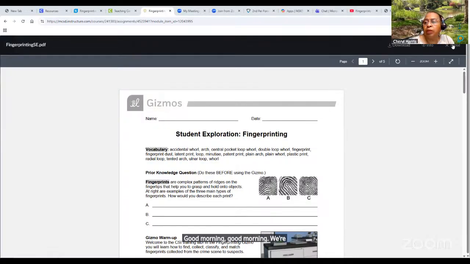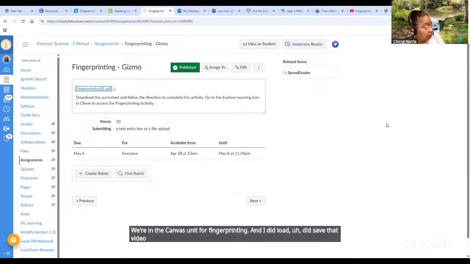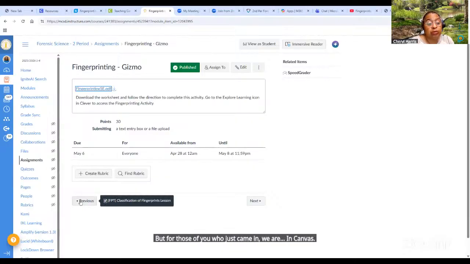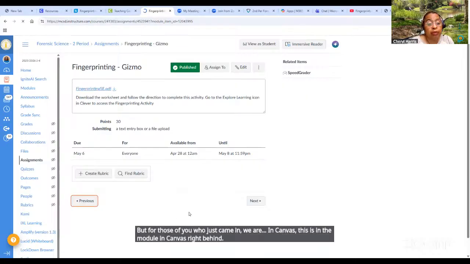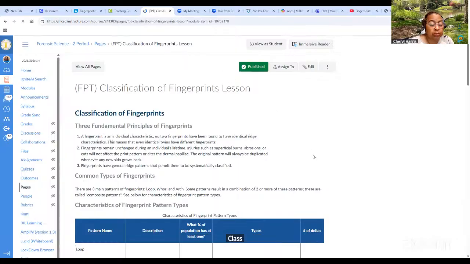We're working on a Gizmo assignment right now. We're in the Canvas unit for fingerprinting. And I did save that video to your class playlist. So if you wish to watch that again, it is available. But for those of you who just came in, we are in Canvas. This is in the module in Canvas right behind the reading assignment for classification of fingerprints.